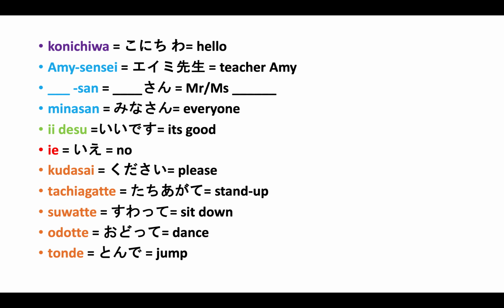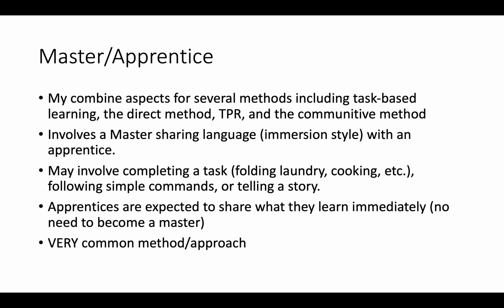And so I went through all these different Japanese words, and then I did a lesson where I told everyone to please stand up, please sit down, please dance, please jump, and told everybody to do it. Told one person, like Dwayne-san, told them if they did good or no, that wasn't right. And we did it as an activity. That is an example of a TPR lesson.